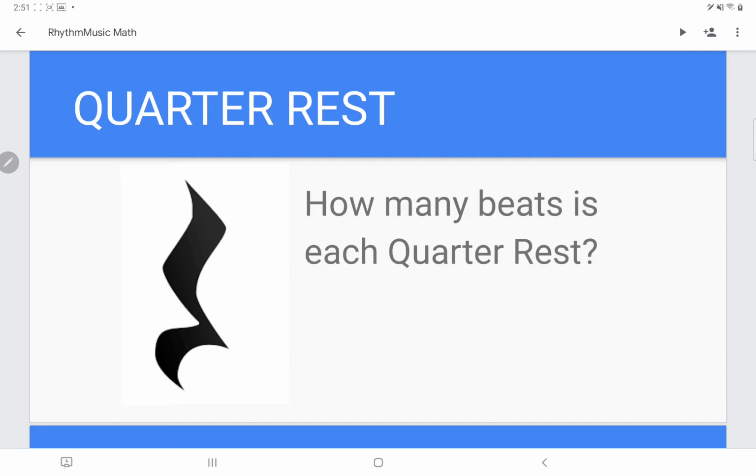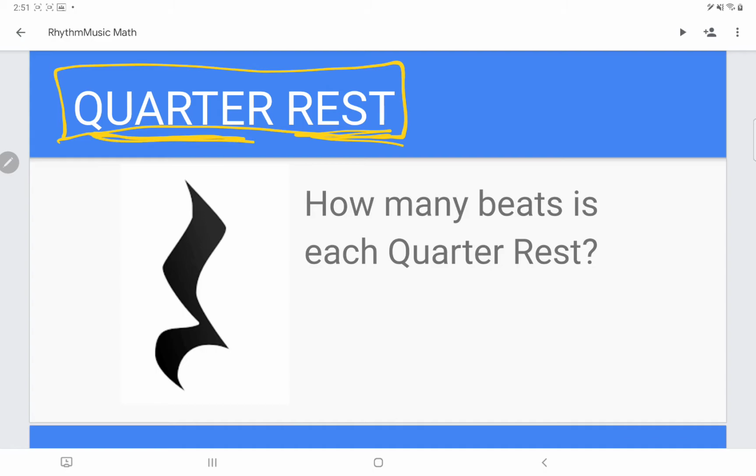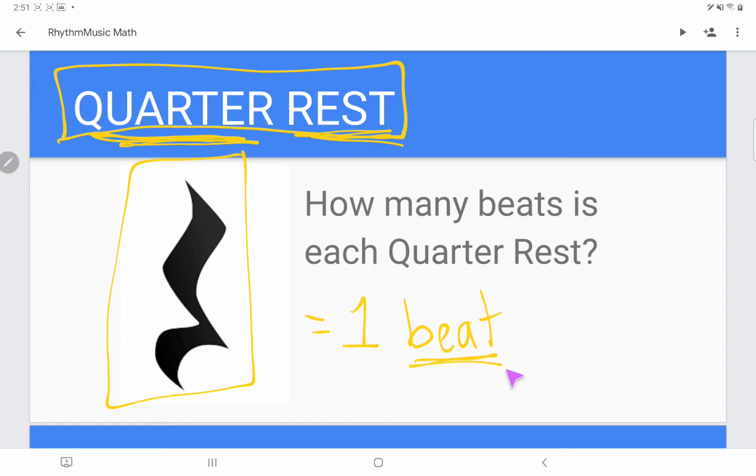Now my quarter rest is very similar to my quarter note. So even though this is called a rest, it still has the word quarter in it. Usually when something has the word quarter in it in music, it makes it equal to 1 beat. Did you guys see how I used the word beat again?